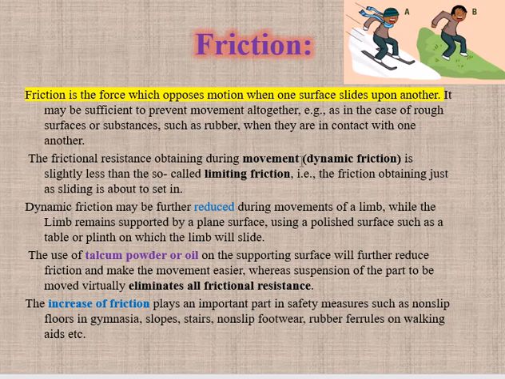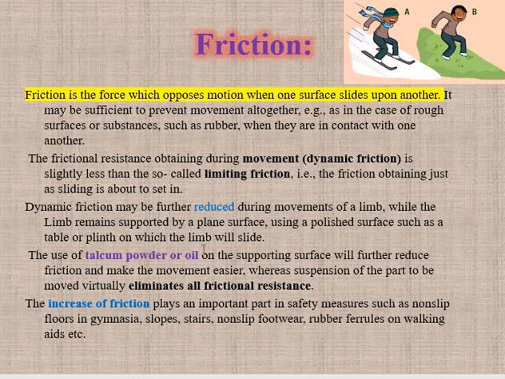You can say the types of friction are dynamic and static friction. Dynamic friction is during movement, and limiting friction or static friction is the friction obtained just as sliding is about to set in. Dynamic friction may be further reduced during movement of a limb, while the limb remains supported by a plane surface, usually a polished surface such as a table or a plane on which the limb will slide.